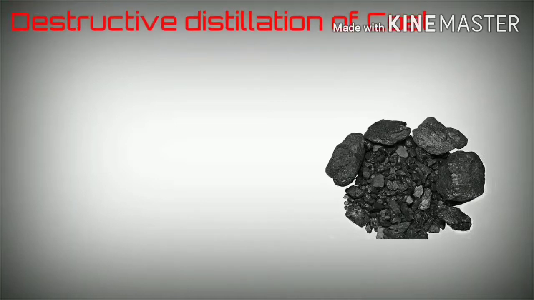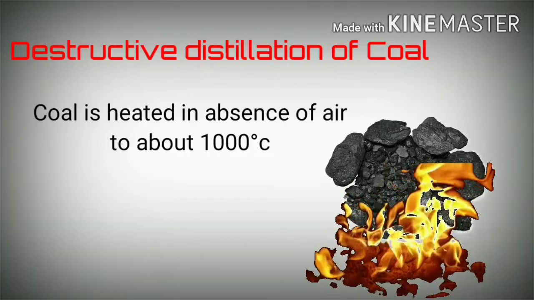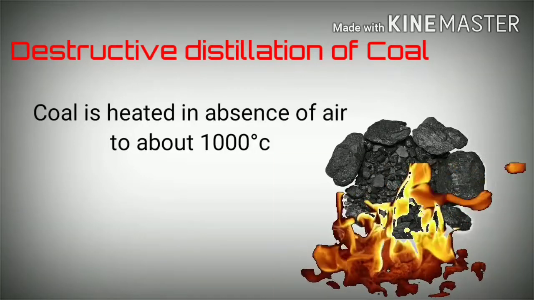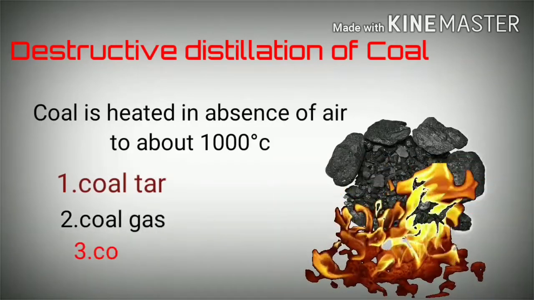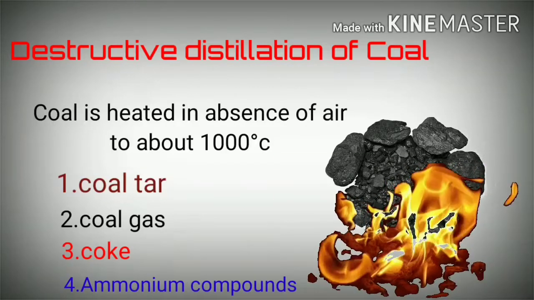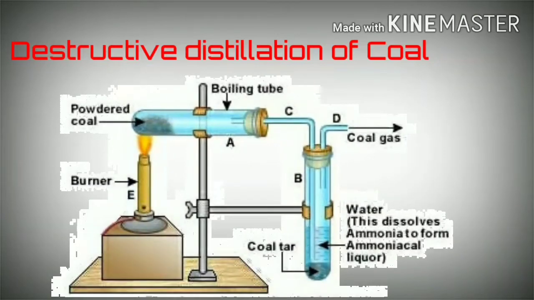Now we will study destructive distillation of coal. As coal is the source of a number of other useful compounds and fuels, it undergoes this destructive distillation process. Coal is heated in absence of air to about 1000 degrees Celsius. The products of destructive distillation of coal are coal tar, coal gas, coke and ammonium compounds. Now here you can see the setting of an apparatus that is used for the destructive distillation of coal.